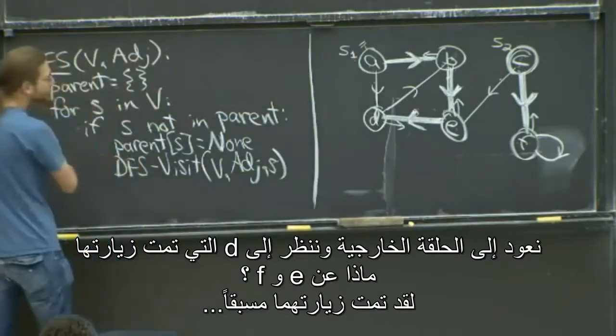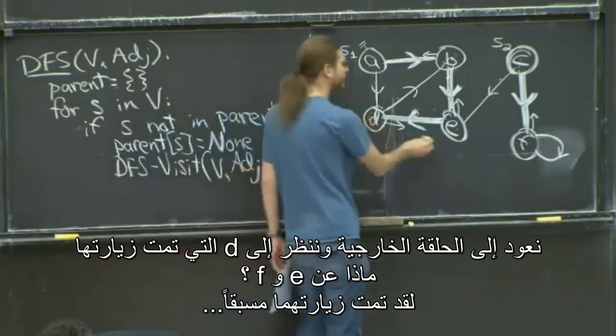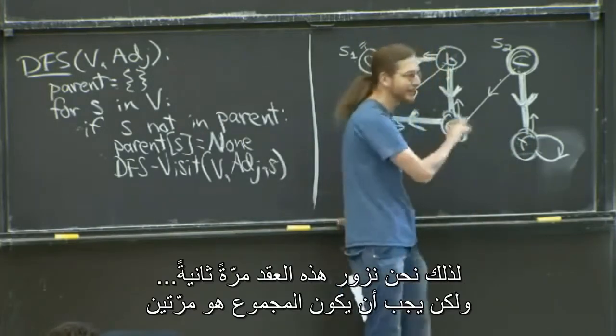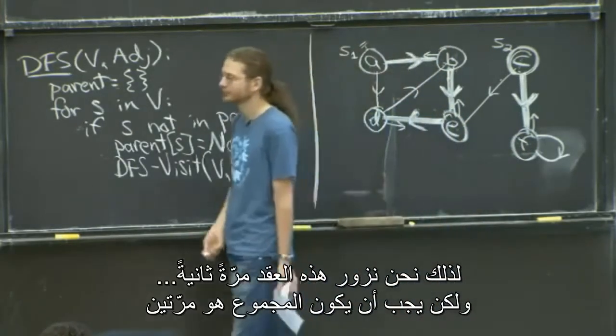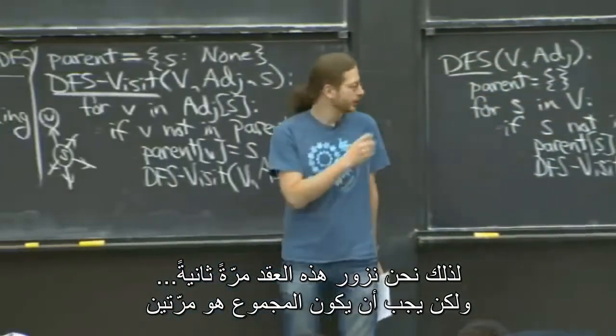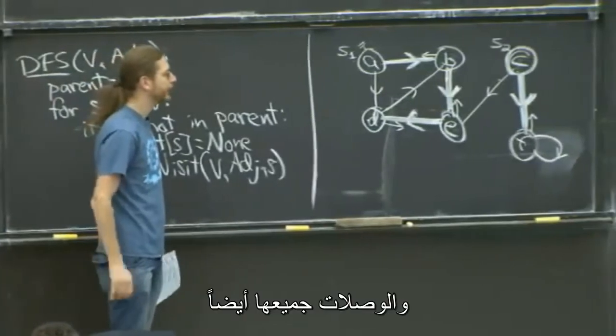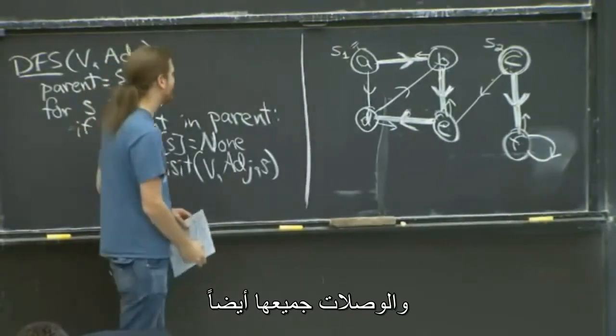Then we go back to the outer loop, say, OK, what about D? D's been visited. What about E? E's been visited. What about F? F's been visited. So we're visiting these vertices again, but should only be twice in total. And in the end, we visit all the vertices. And in a certain sense, all the edges as well.